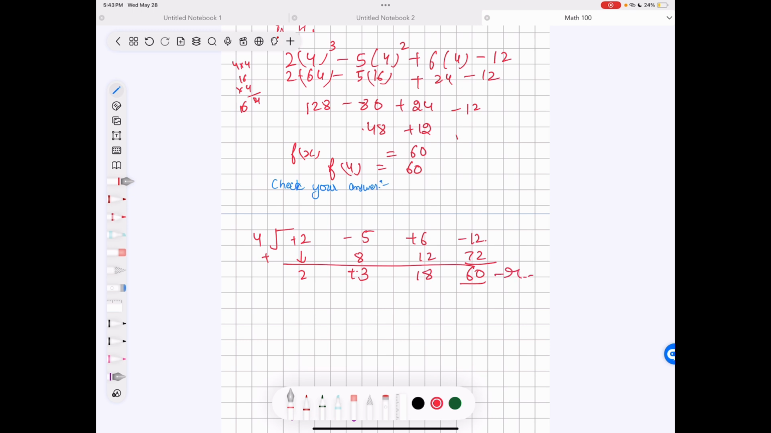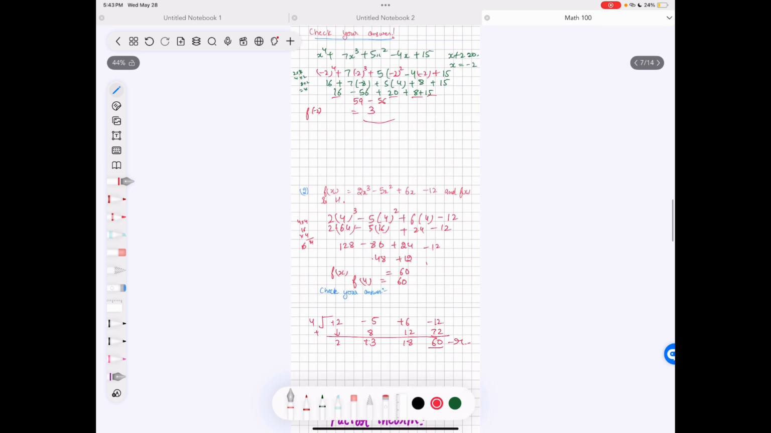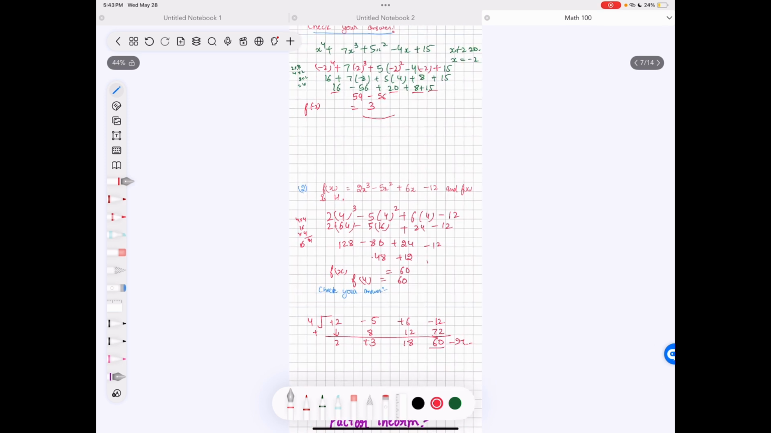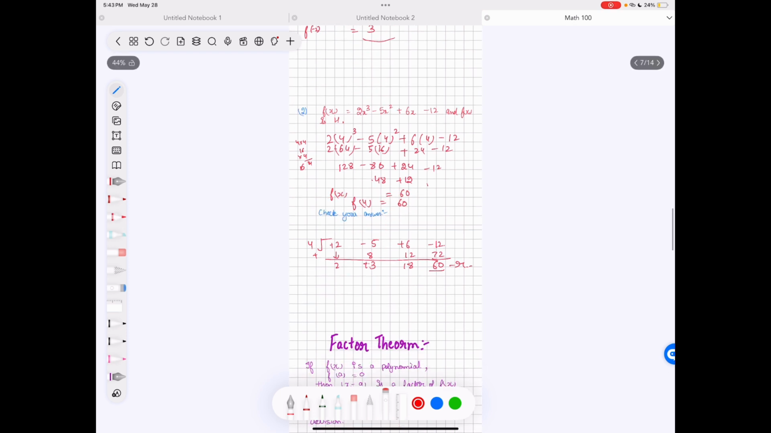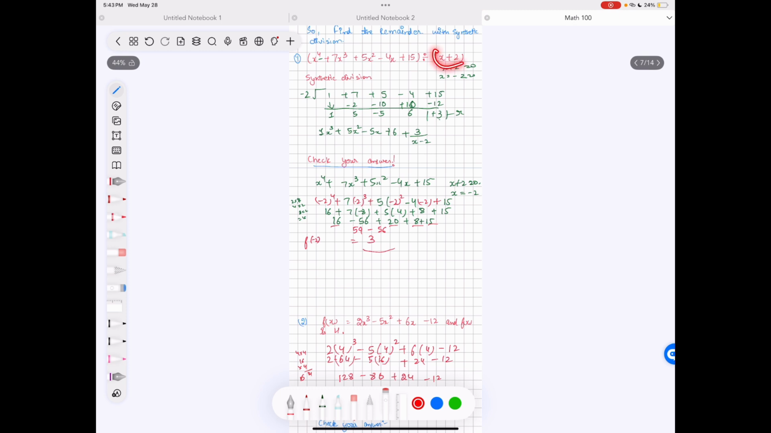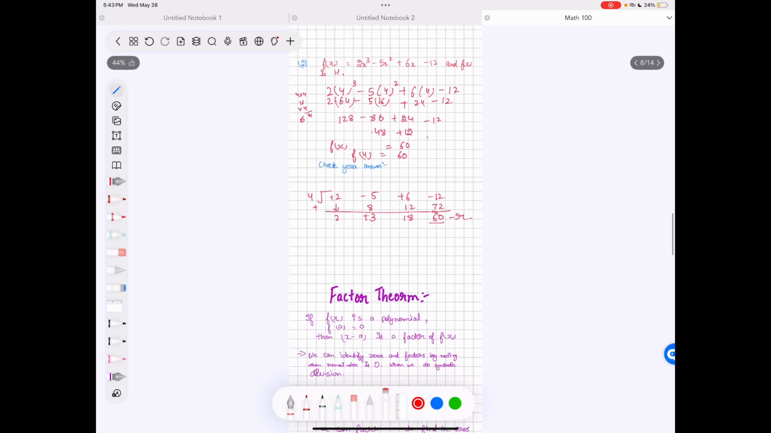So as I mentioned earlier, if we have a function given, then we can put the value into x and find the remainder, and then we can check the remainder by doing synthetic division. But if it's not given, then we're going to set x equal to 0, and then whatever we get, we divide it, and then we check it by putting that value into x. So now we're done with that.